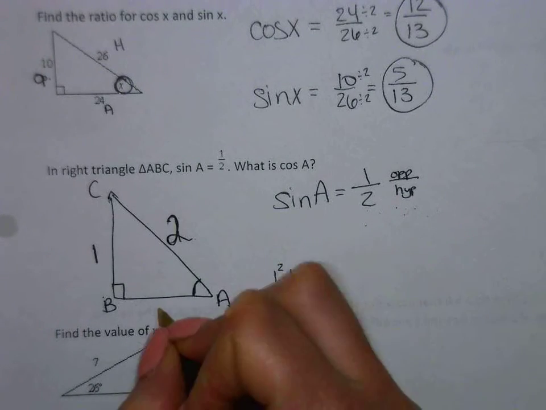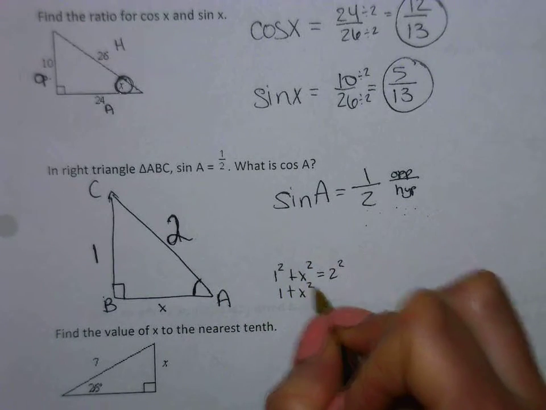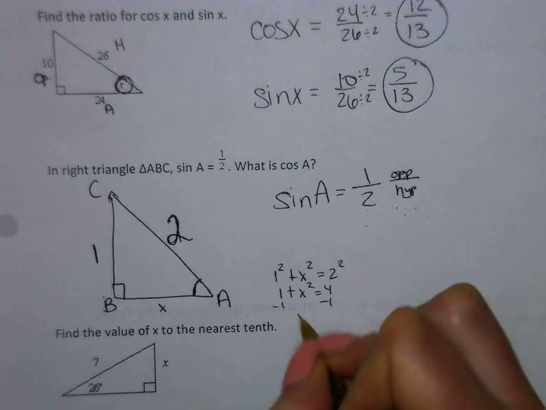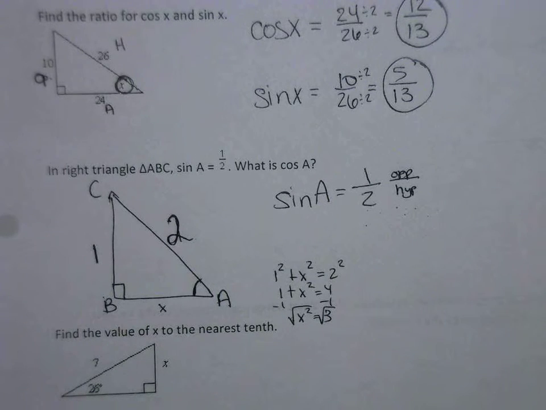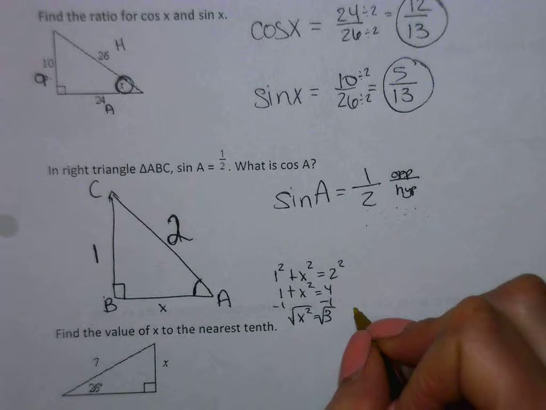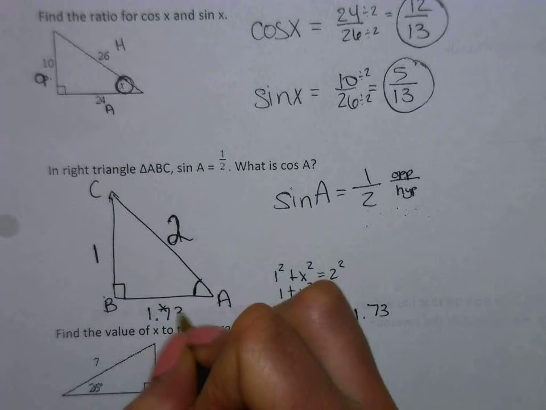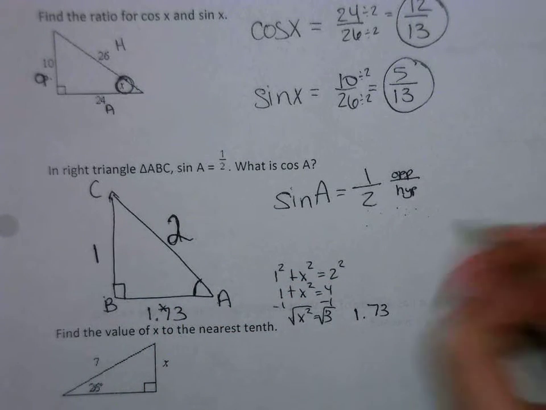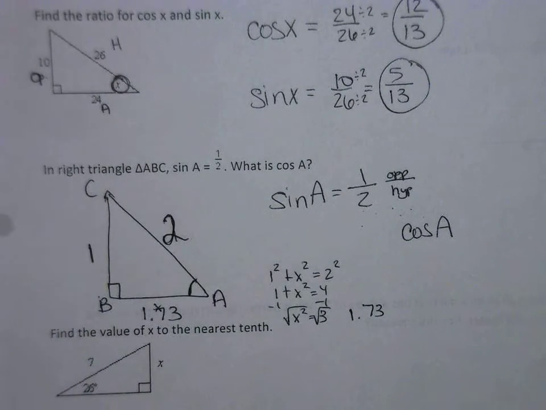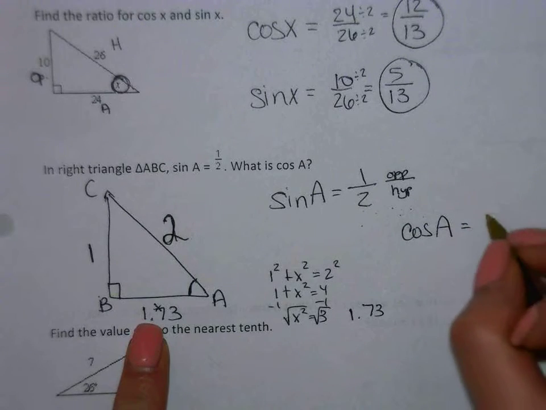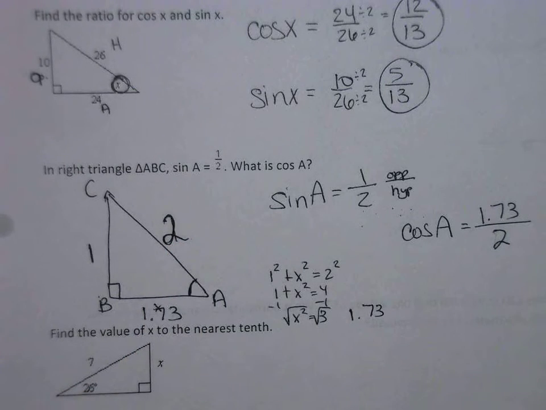So 1 squared plus x squared equals 2 squared. So 1 plus x squared equals 4. And then we have x squared equals 3. So when we square root both sides, we're going to round to the nearest hundredth. So the square root of 3 is 1.73. So the length from A to B is 1.73. So to find the cosine of angle A, it's the leg that's adjacent, which is 1.73, divided by the hypotenuse, which is 2.